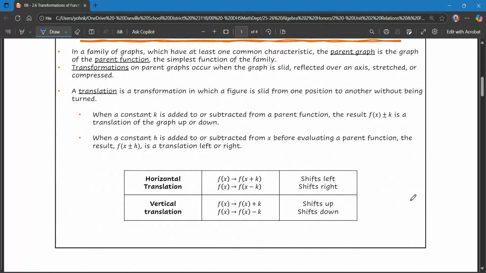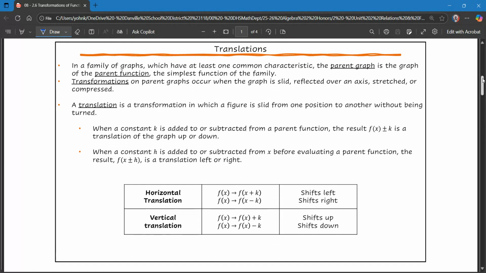So you may have realized last section when we talked about absolute value functions that sometimes we are moving things right and left and sometimes we are moving things up and down. And so we're going to talk specifically about that movement today that we started talking about in the last section.